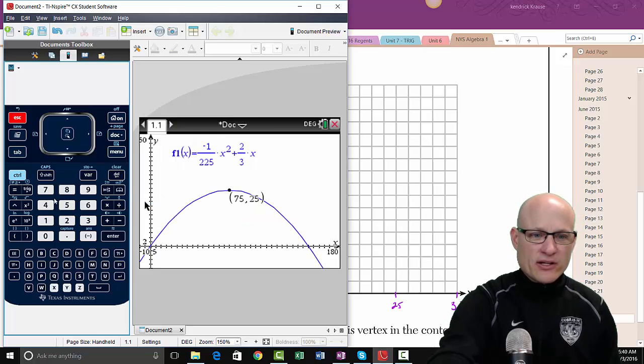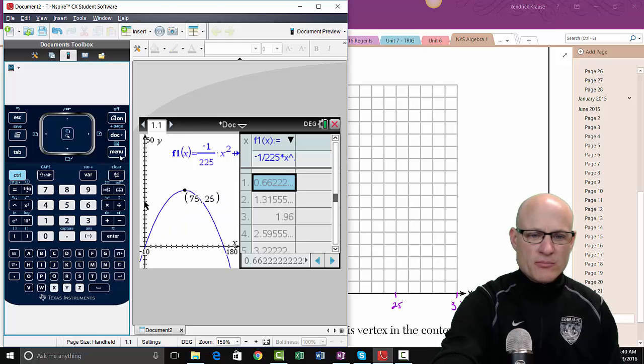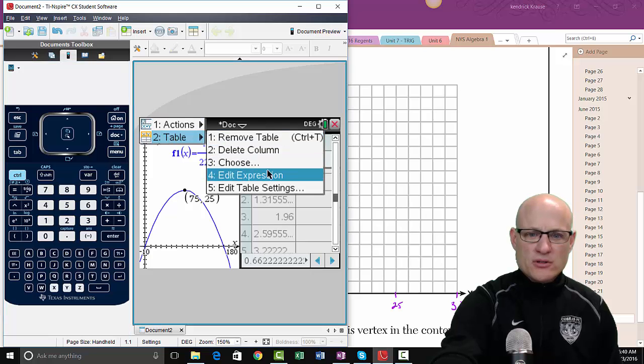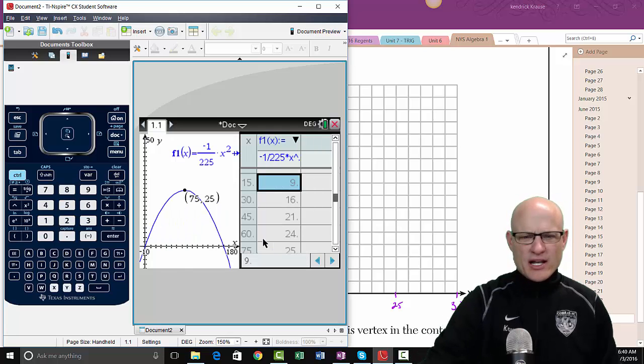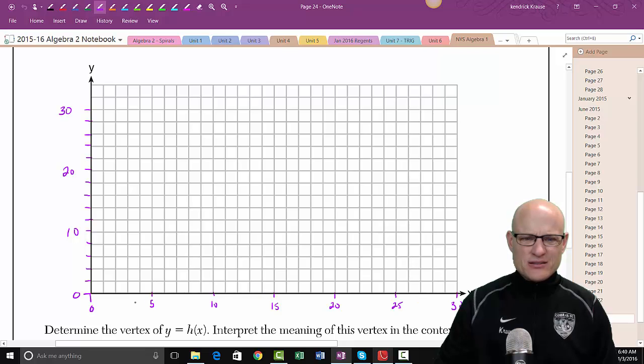Sometimes when you use the pen, it doesn't like it. So we'll go to Control T. And we're going to go into menu, table, edit table settings, start table at 0, and table step 15. And we'll click OK. Yeah, there we go. Now it's nice. I don't know why it doesn't work sometimes that way. So look at all the nice points I have. So 0, 15, 15, 9. So what? 0, 0.